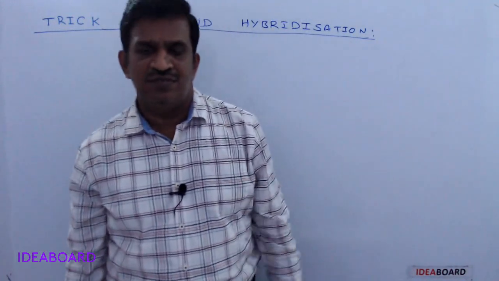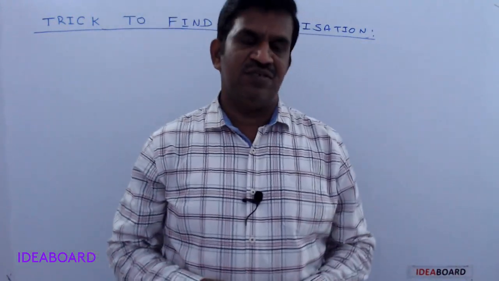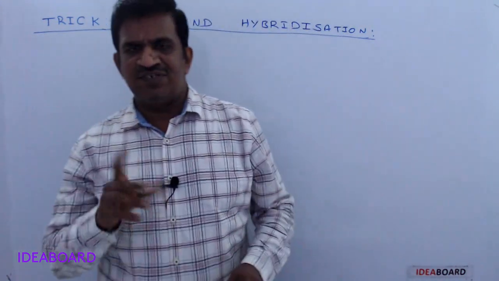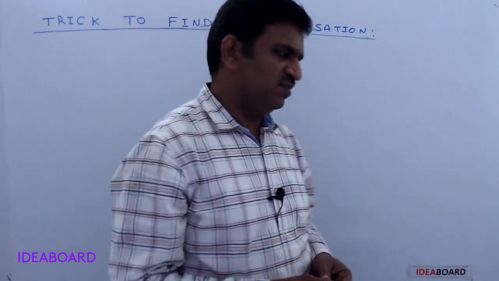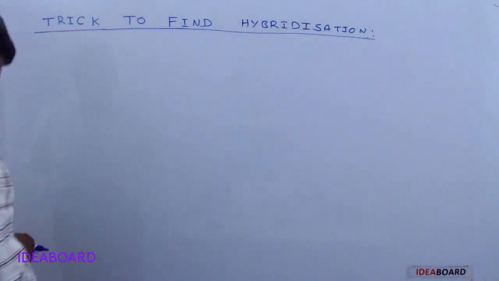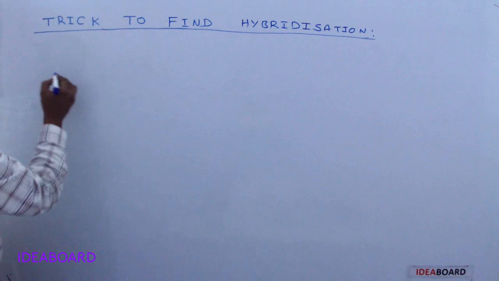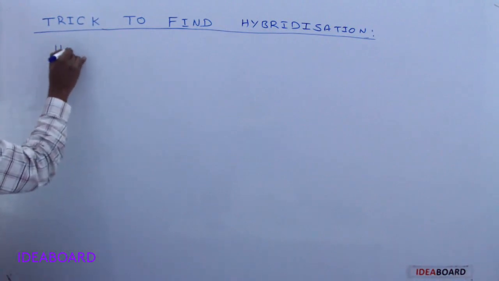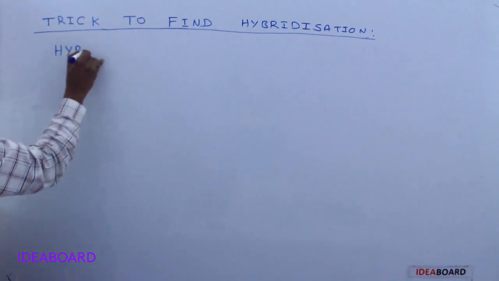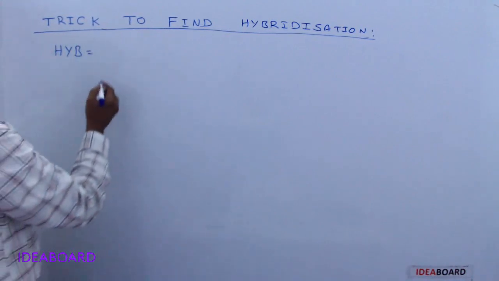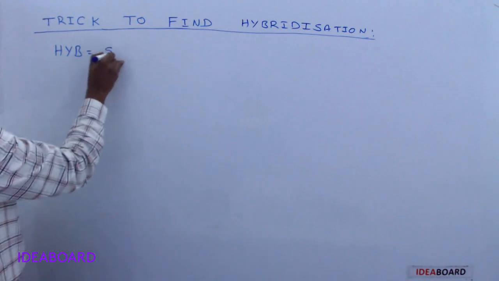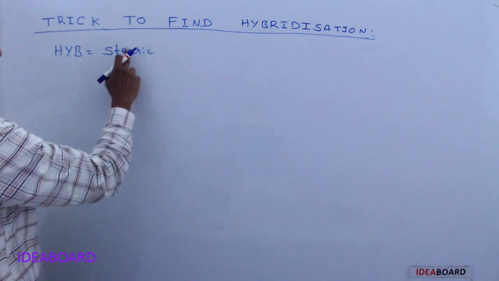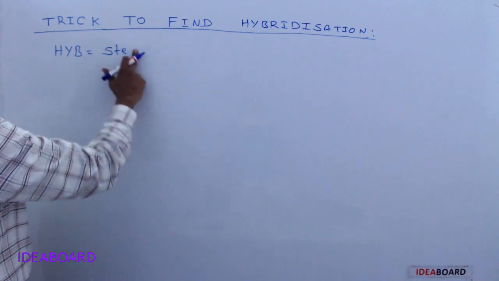Hi students, today I will give an important concept trick to find hybridization. Here, how can we get hybridization very easily? First and most important, we need to know that hybridization is equal to the steric number. Some books may call it the steric number, so simply remember this.